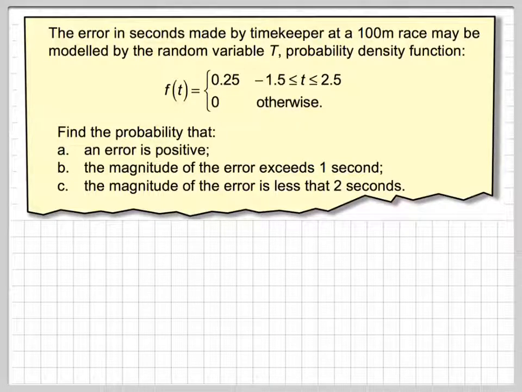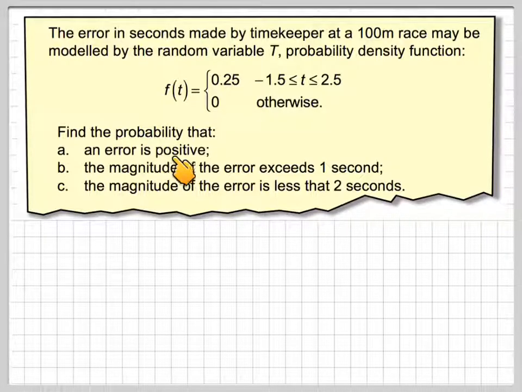Right, in this video we're going to model errors in a race. So it says the error in seconds made by a timekeeper of a 100-meter race may be modeled by the random variable T, probability density function f(t) is 0.25, where t is between -1.5 and 2.5, or 0 otherwise.